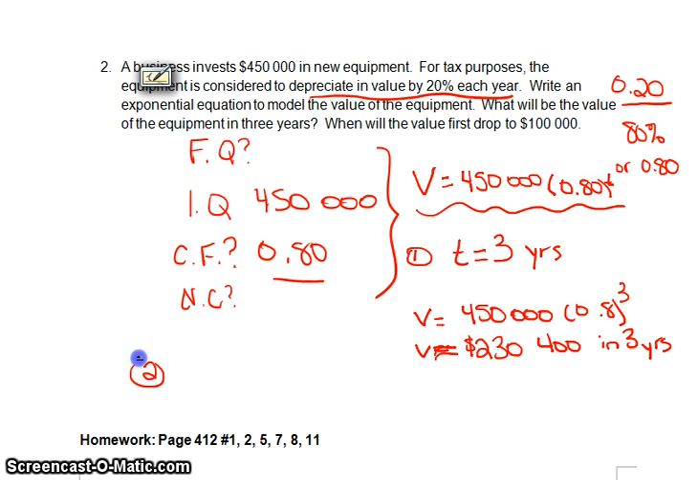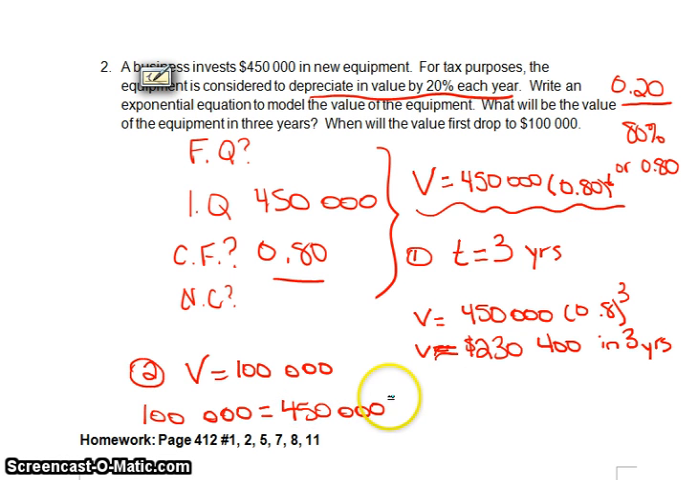Number 2, I'm just going to write that over here. So when will the value first drop to $100,000? So here we're given our final value. So here V is equal to $100,000. Substituting that into our equation that we created, we have 100,000 is equal to 450,000 times 0.8 to the power of t. So here we're going to find our time.